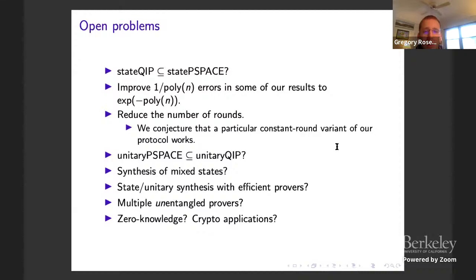What if we require the provers to be efficient? What if the provers are unentangled? Interestingly, some of our proof steps break down if the provers are unentangled, even though it works if there are multiple entangled provers or just a single prover. And finally, is there an interesting zero knowledge notion of state and unitary synthesis or cryptography applications? Thank you.